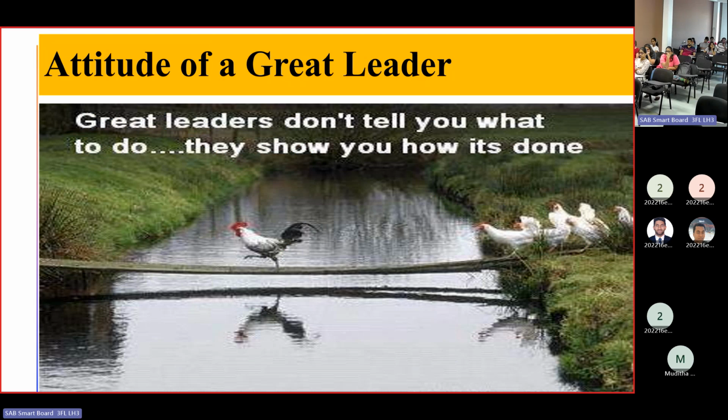So what can you learn and observe from this? Great leaders don't tell you what to do, they show how it's done. It says it's possible to cross the river, we use this one, so others will follow. As a leader, you cannot just tell, you have to show how it's done. You have to master it, because you are not a consultant, you are a doer. You should show first that it is possible, so you make people confident. Is that clear? Any question?